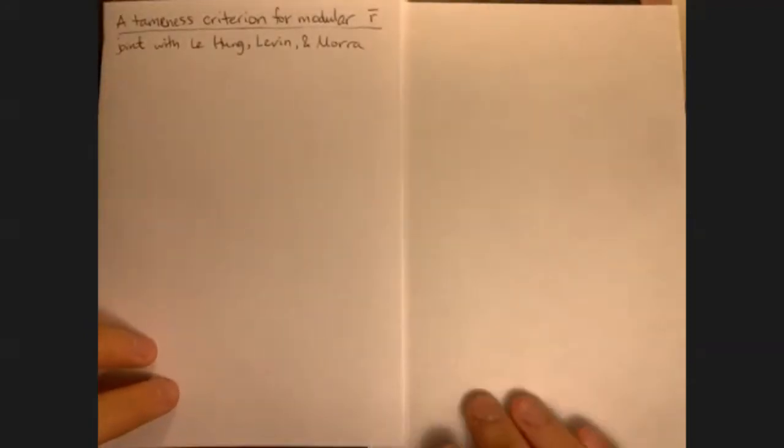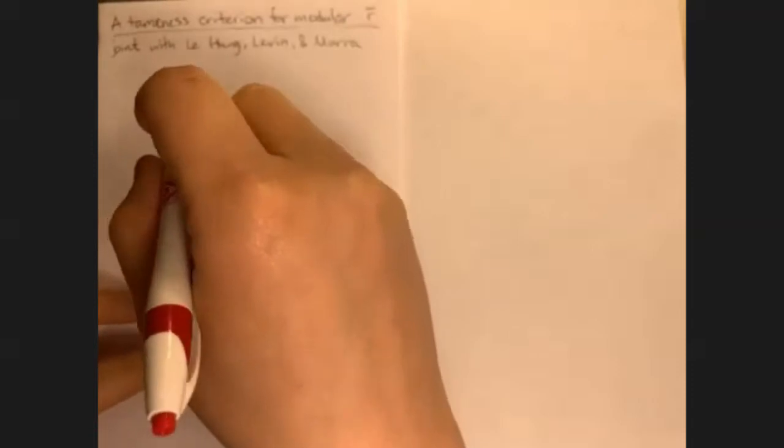I want to talk about a tameness criterion for modular R-bar, where R-bar is a mod p Galois representation. Everything I'm saying is joint work with Levin and Morra, unless otherwise stated.